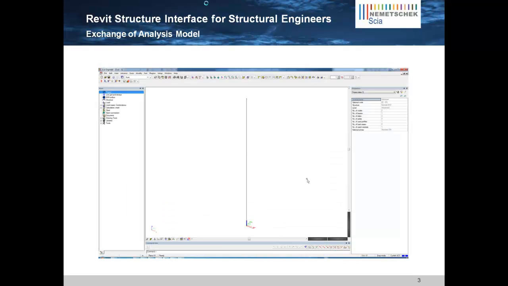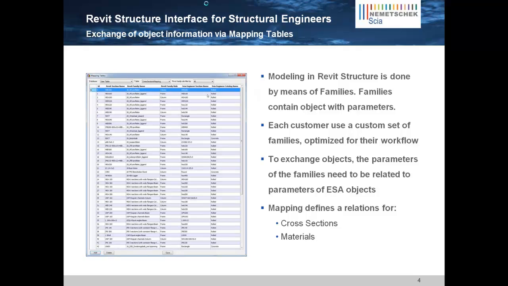If we would send this column to Scia Engineer, we can see it as an analytical object and it is ready for analysis. It is important to remember that although the software is different, the analytical model is what they have in common. The next important principle is to understand how objects are handled in Revit Structure. Object modeling is done by families. Families are libraries with objects and it is common for customers to use families that are built to fit their workflow. But to be able to send data to Scia Engineer, the interface needs to understand what kind of object it is handling. To be more exact, what type of cross-section and material the object contains.